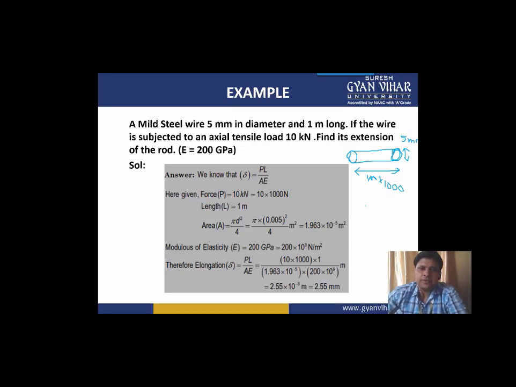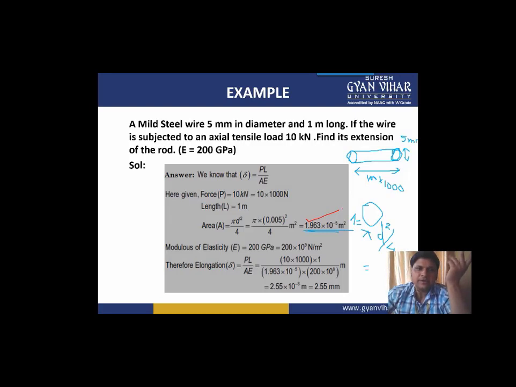So the cross section area of a circle of diameter 5 mm will be equal to pi d square by 4. This is the area of the cross section. Diameter is given to you as 5 mm. You can calculate by putting the value of d as 5 mm, and you will get the cross sectional area equal to this value given here. Alright, area we have calculated.